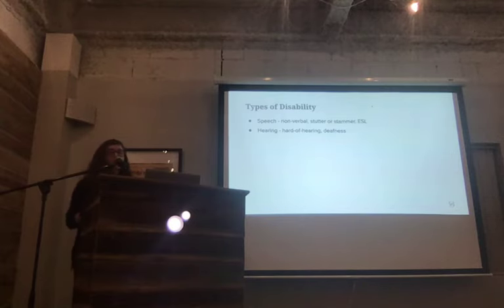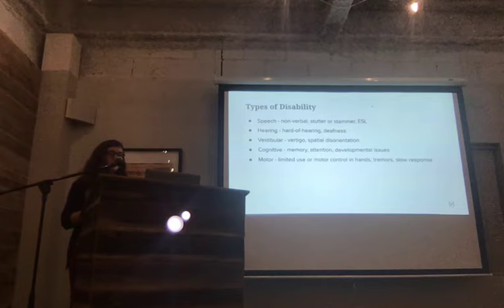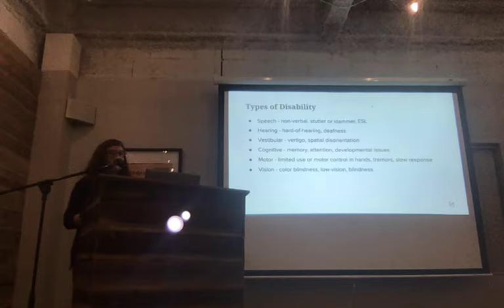For hearing, somebody could be hard of hearing or deaf. For vestibular disorders, which you may not be familiar with, it's somebody who could have vertigo, spatial disorientation, or is just easily affected by motion. Cognitive, so memory, attention, or developmental issues. Motor issues, so they might have limited use of motor control in their hands, tremors, or just a slow reaction time. And then vision, so color blindness, low vision, and blindness.